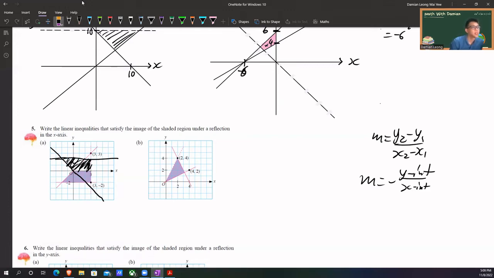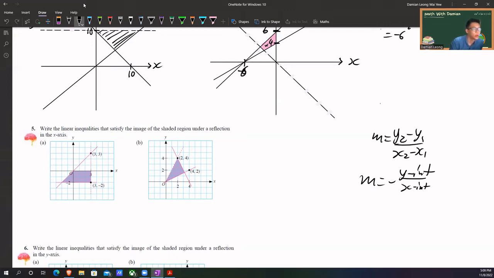Okay, for me, I find that easier because you have to do the extra step of drawing and you might draw slightly wrong as well. So I think it's easier to just put the negative and then rearrange. So according to the initial shaded region here, this equation is y equals x. See, x and y same value, anywhere along the line.